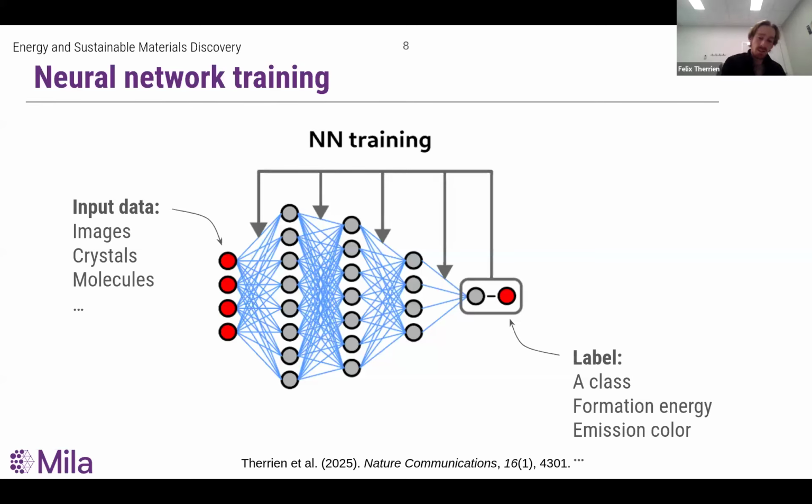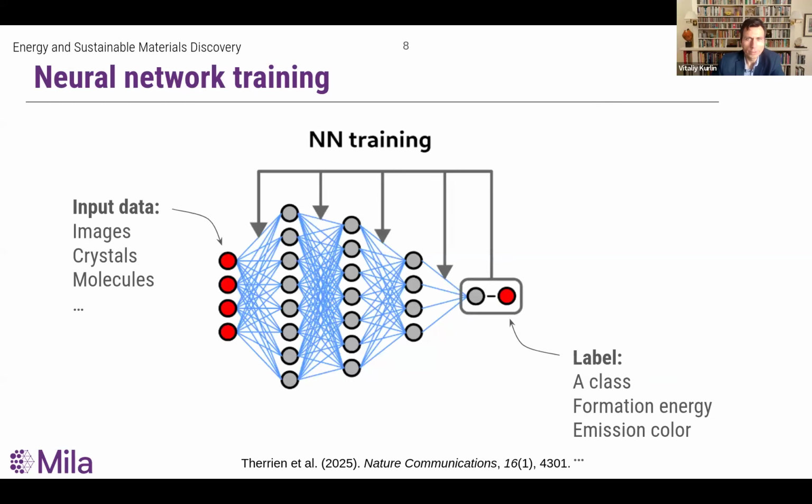So for each image, you have a class: this is an image of a dog, this is an image of a bird. For each crystal, you have some property like formation energy, and the same for molecules, you have a property attached to each of the molecules. So at first, you go through this network and you obtain some result. That's the gray point at the end, and then you compare that to the label, and then you get the gradient with respect to your parameters, which are shown in blue, and then you update your parameters.